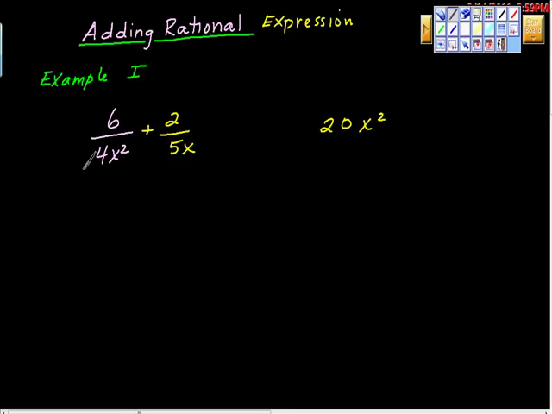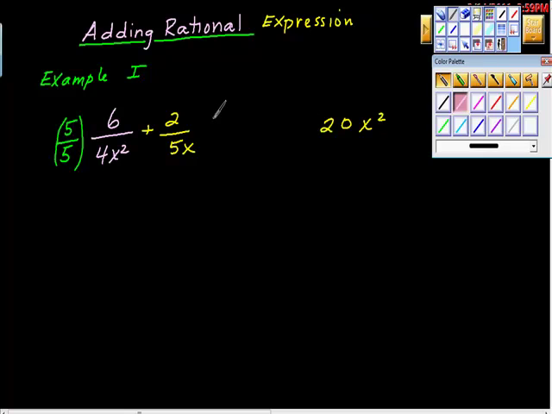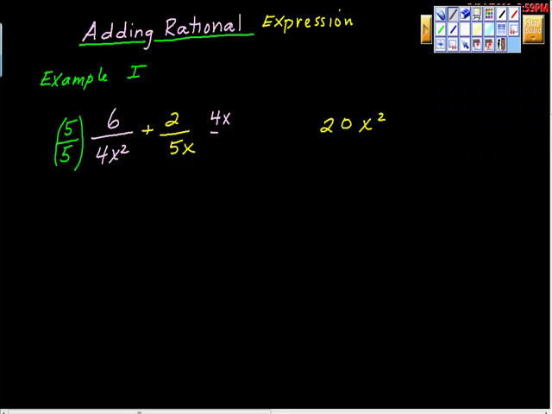So how would we create 20x squared down here? Well, we'd create 20x squared down here by multiplying this by just 5 over 5, right? Remember, we have to multiply by 1. We can't just multiply the bottom. To multiply the top and the bottom by the same number, remember, that means multiplying by 1. So we have this. And then how would we turn this denominator of 5x into 20x squared? Well, we'd multiply both sides by 4x, wouldn't we? So we get 4x over 4x.